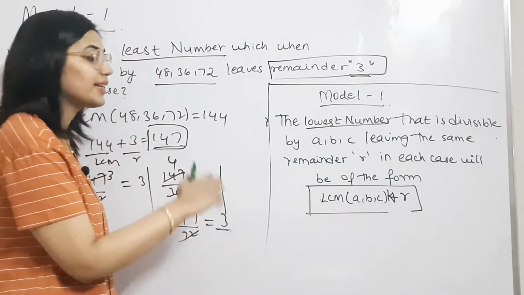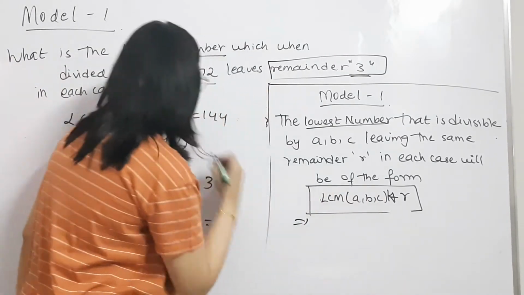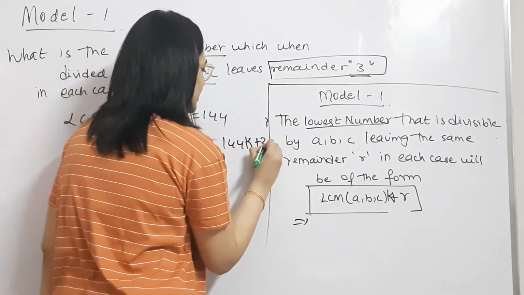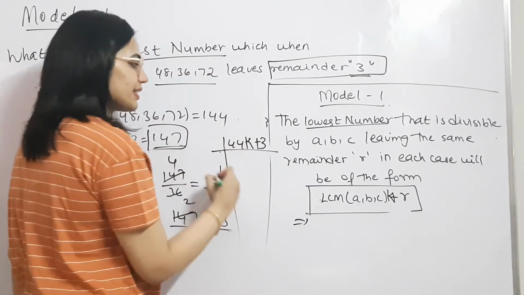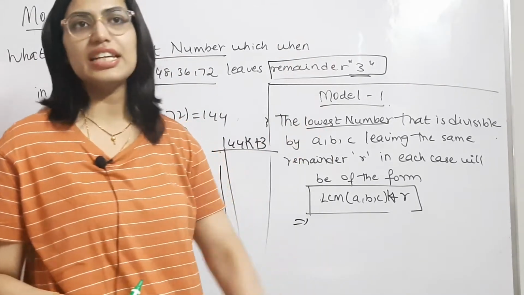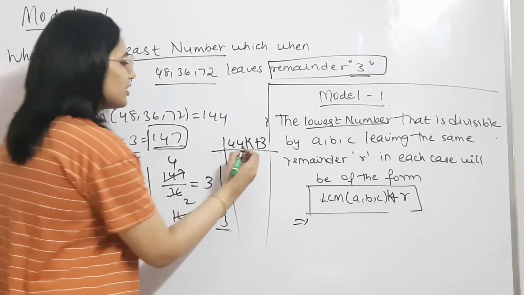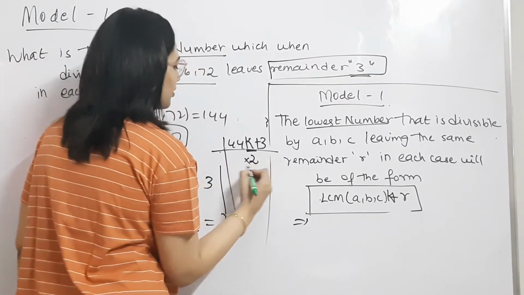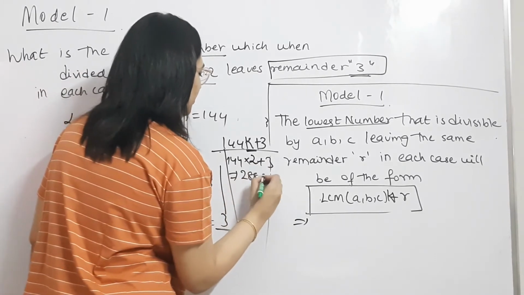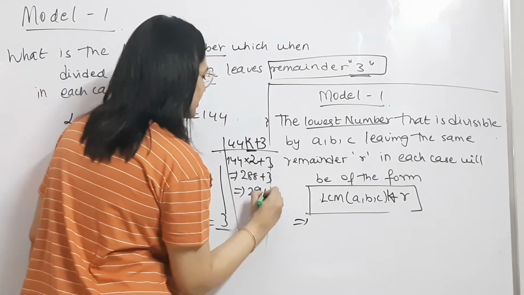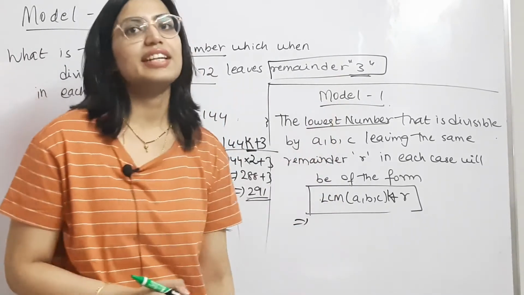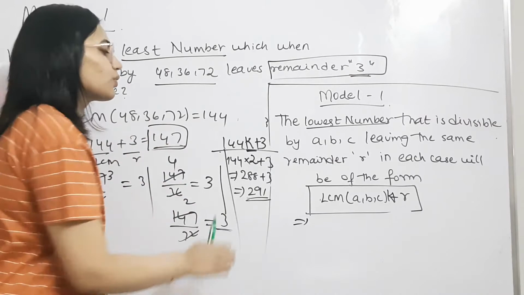If you want to find the second least number, you know that this is of the form 144k plus 3. So in order to find the second least number which, when divided by 48, 36, 72, leaves a remainder 3, you simply need to put k as 2 here. So 144 into 2 plus 3. So what do you get? 288 plus 3. That means the second least number which when divided by 48, 36, 72 leaves a remainder 3 is 291.